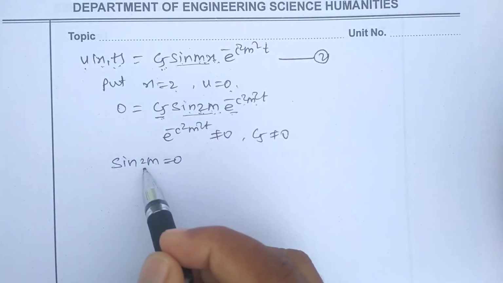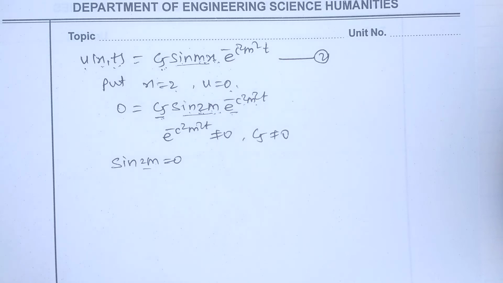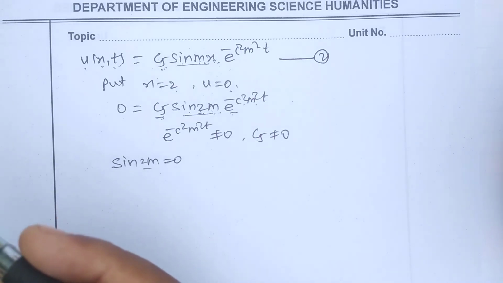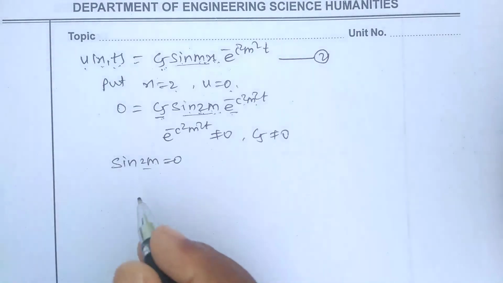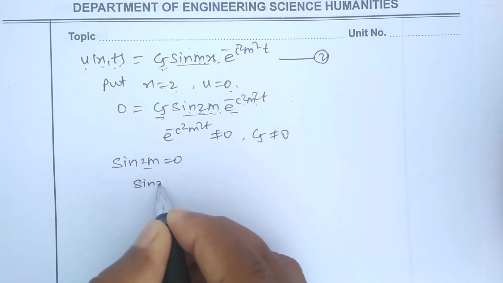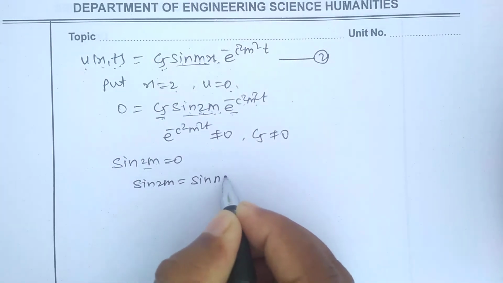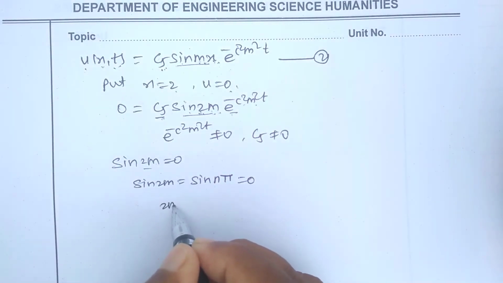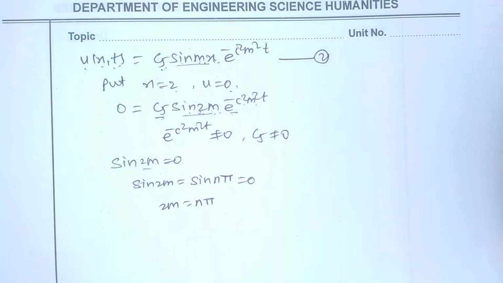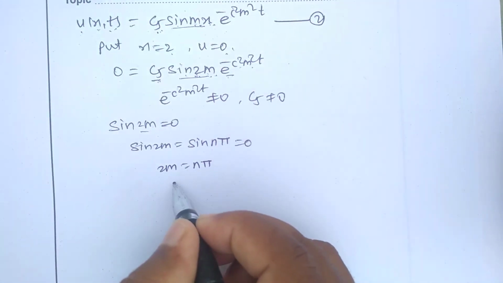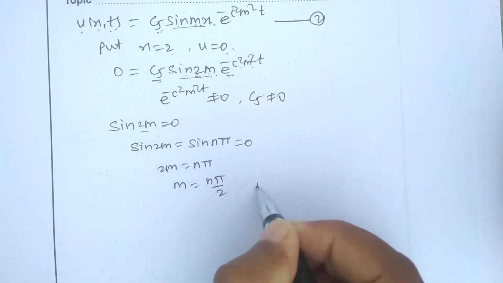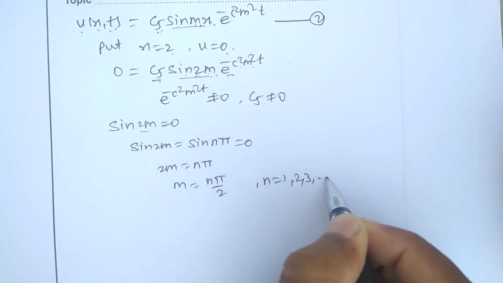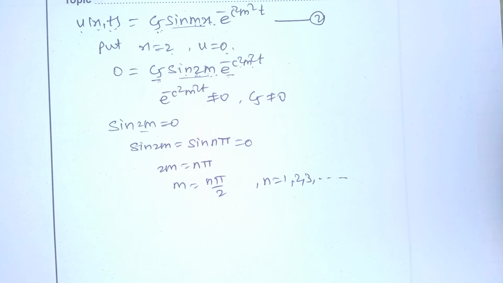Now we have to find the value of 2m. Which angle of the sine function becomes 0? We know that sin pi is 0, sin 2 pi is 0, sin 3 pi is 0, sin 4 pi is 0. So we can write sin n pi is 0. So sin 2m is equal to sin of n pi, which is 0. So you will get the value of 2m as n pi, and the value of m as n pi by 2, where n is equal to 1, 2, 3 and so on. We are taking different values of n.